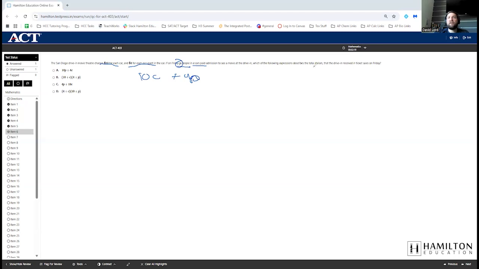To move a drive-in, which of the following expressions describes the total dollars that the drive-in received in ticket sales on Friday? Well, it's 10C plus 4P. So let's look for that. So that's 10P, so it's not A, but C looks perfect. So C is the correct answer.